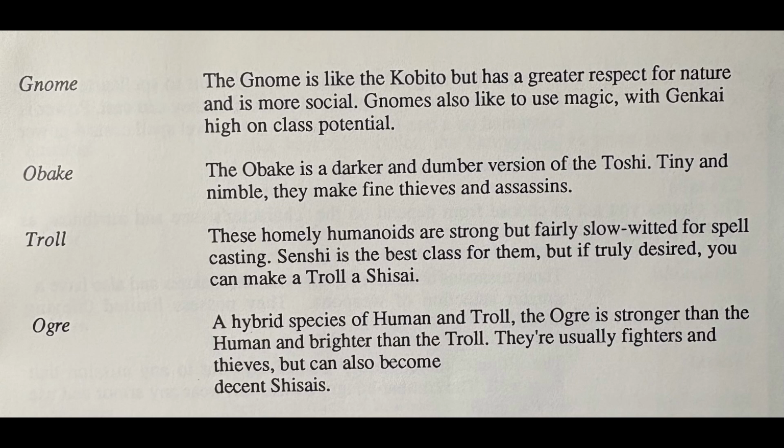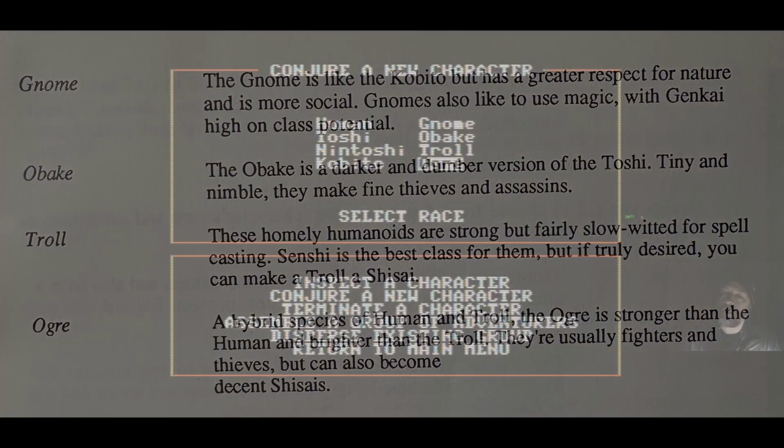And the troll is kind of the biggest race there is. Big and strong, good for fighters. And the ogre is like a human troll hybrid. So kind of a mix between the two. Smarter than a troll, but not as strong.